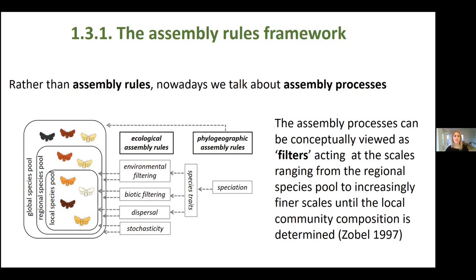Well, so if we try to understand this illustration that is on the left-hand side of the slide, let's start with the very general concept that the assembly processes or assembly rules can be conceptually viewed as filters that act at scales ranging from the regional species pool, from the larger spatial scales, to increasingly thinner scales until the local community composition.